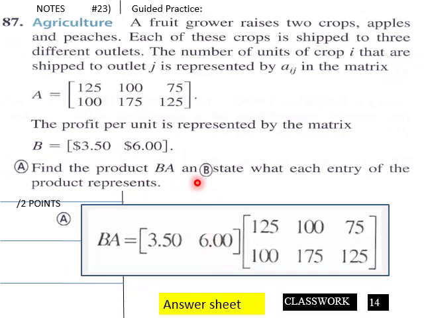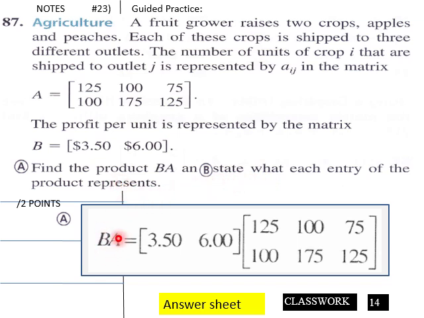Okay, so let's try one now. We got to here. How do we get there? So here is our A. A fruit grower raises 2 crops, apples and peaches. Each of these crops is shipped to 3 different outlets. The number of units of crop i that are shipped to outlet j is represented by a_ij in this matrix here. So here is our matrix for this situation. The profit per unit is represented by the matrix B, which is [3.50 6].